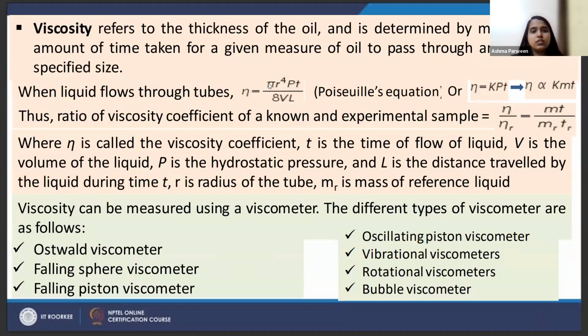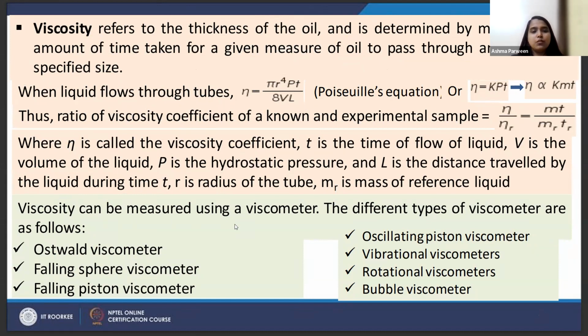Next is viscosity. Viscosity refers to the thickness of the oil, and it is measured by measuring the time taken for a given amount of oil to pass through an orifice of a specified size. When liquid flows through tubes, this equation is used to find the viscosity. We can also find the viscosity using viscometers.